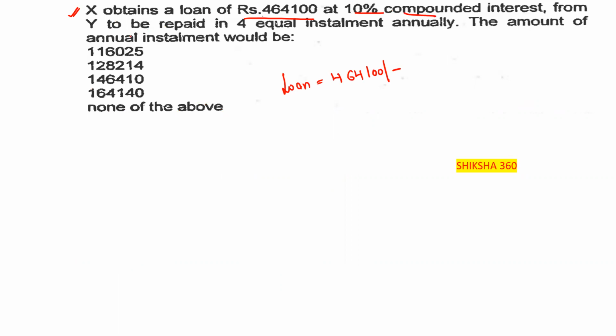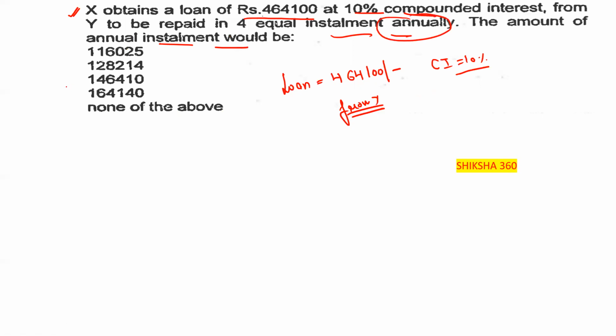Clear? Basically X takes a loan of this much amount. The compound interest here is 10%, from Y. That is to be repaid in 4 equal installments annually. Clear? That is 4 equal installments. So what we have to calculate is the amount of the annual installment. Clear? 4 equal installments, that is the annual installment.